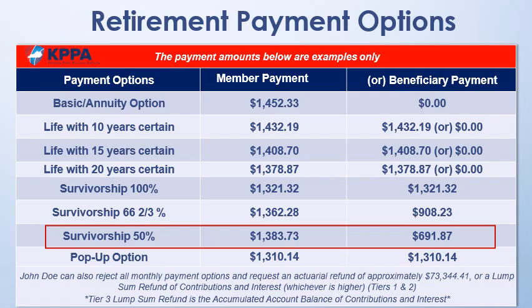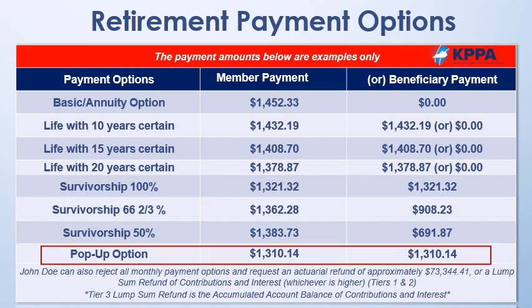Survivorship 50% works so that if the member predeceases, the beneficiary is eligible for a monthly benefit equal to 50% of the member's last monthly benefit up until death. Again, in this example, you'll see the member's benefit has increased when compared to the two other survivorship options because the beneficiary's benefit decreased to 50% of the member's, or in this example, $691.87 per month.